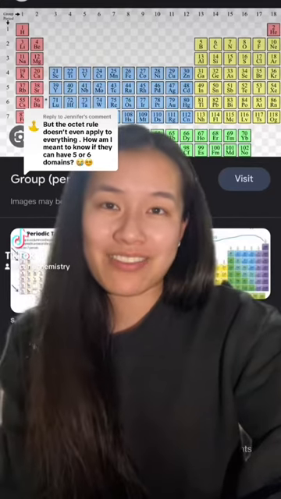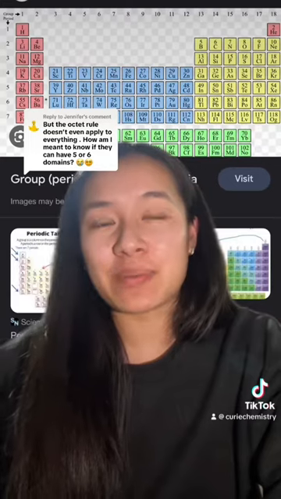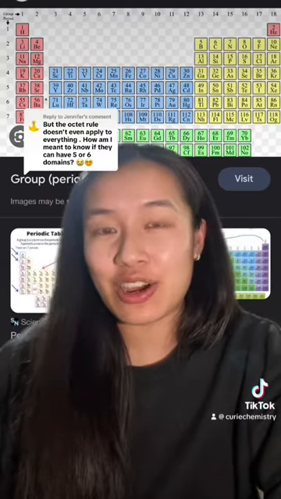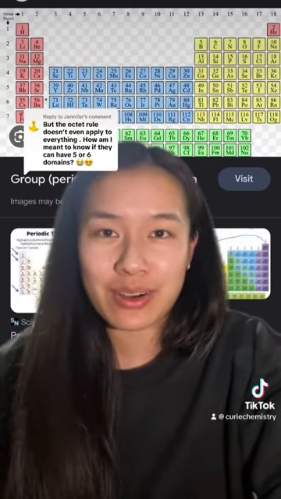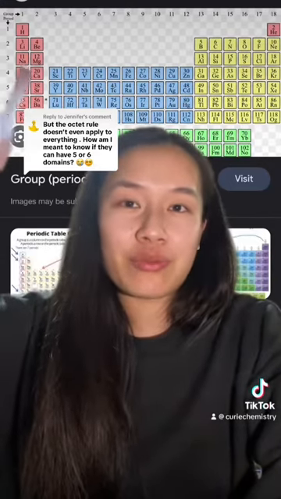This is what your teachers haven't been telling you about the octet rule. So the octet rule states that atoms have a maximum of 8 electrons in their valence shell, which is something you use to draw Lewis dot diagrams. But it actually only really applies for the elements in the second and the third row of your periodic table.